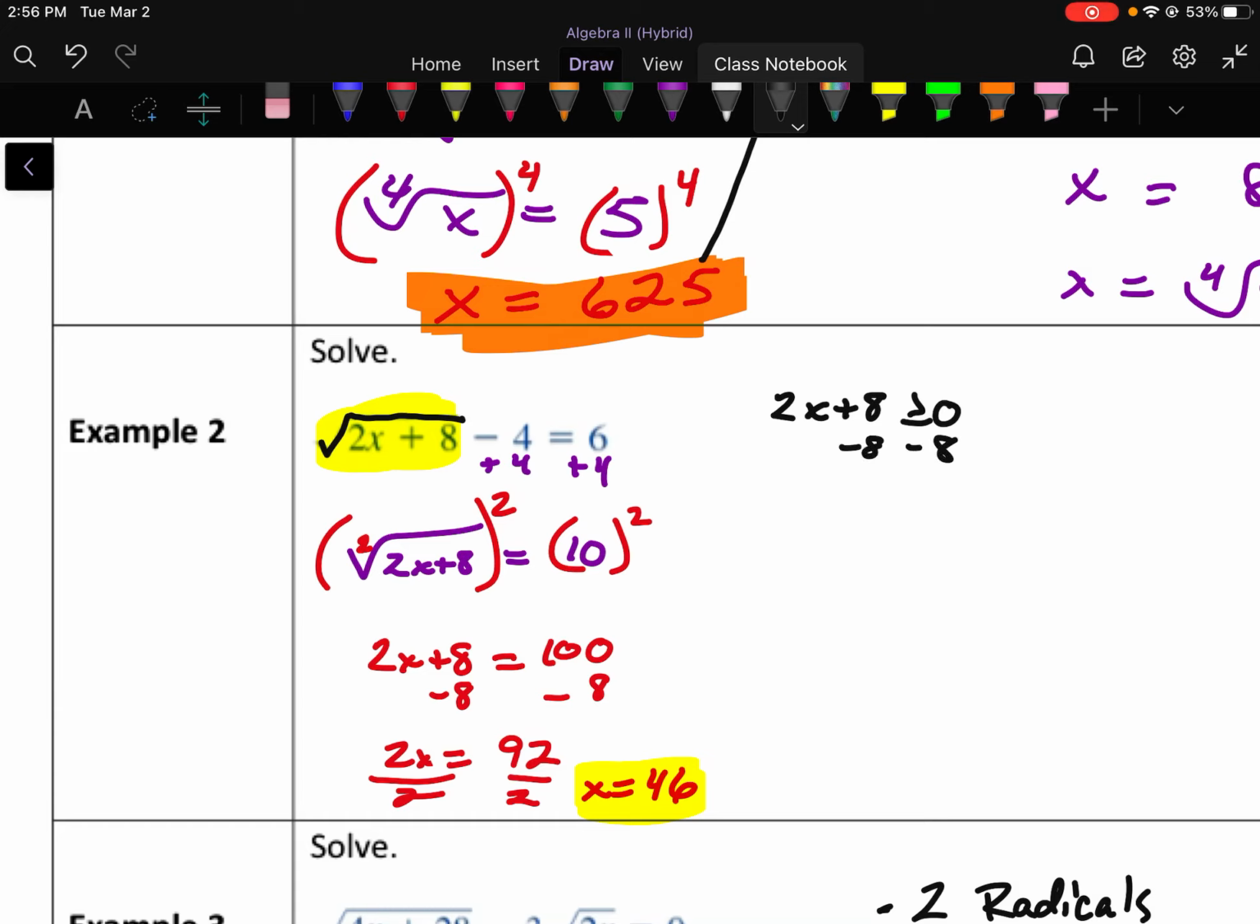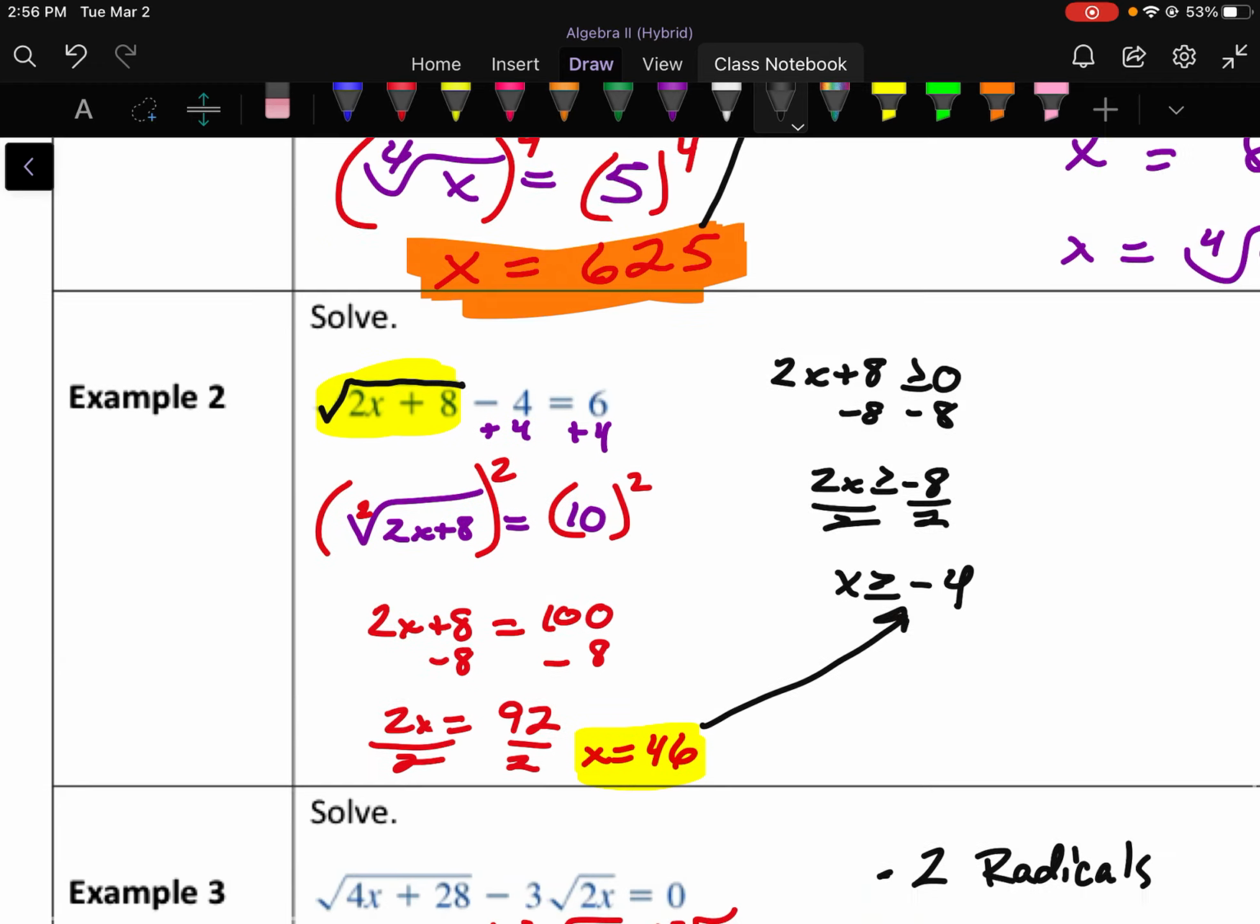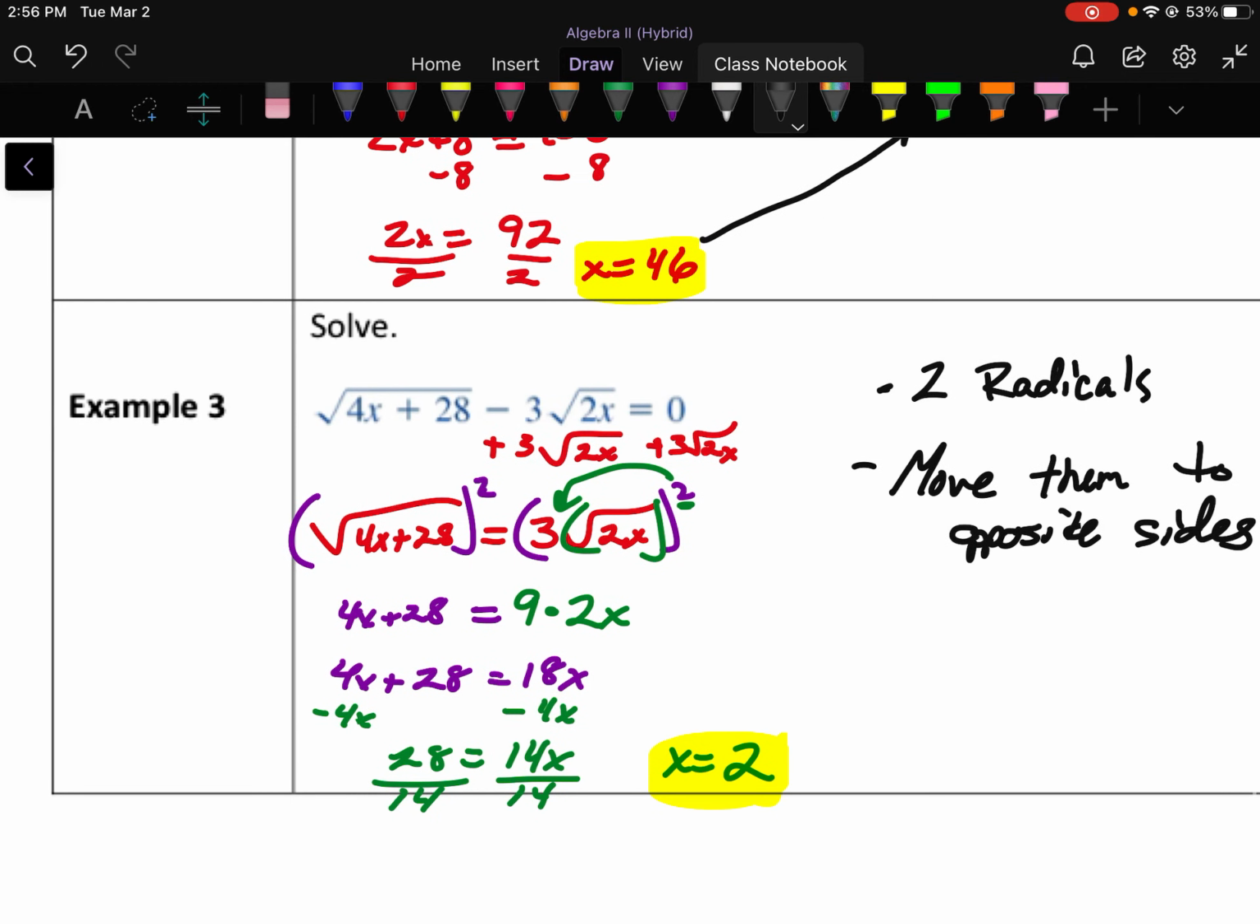So if you subtract 8, 2x is greater than or equal to negative 8, divided by 2, that means x has to be greater than or equal to negative 4. So if you look at my answer, 46 is greater than negative 4, so my answer is good. In the next one, kind of the same thing here.